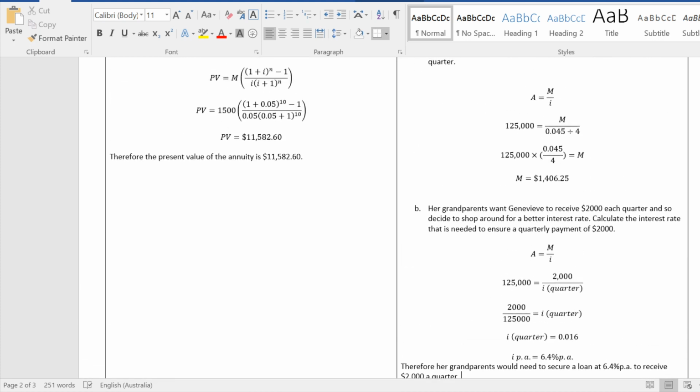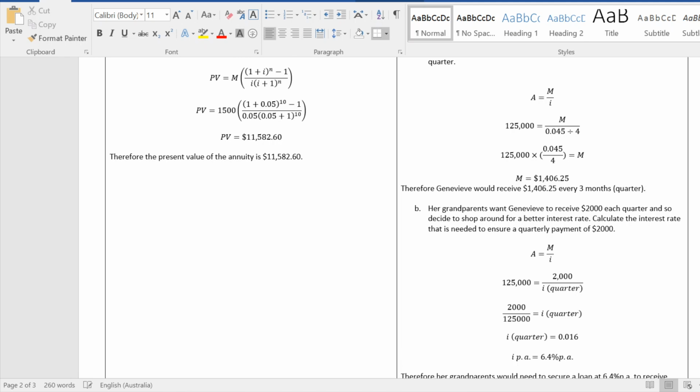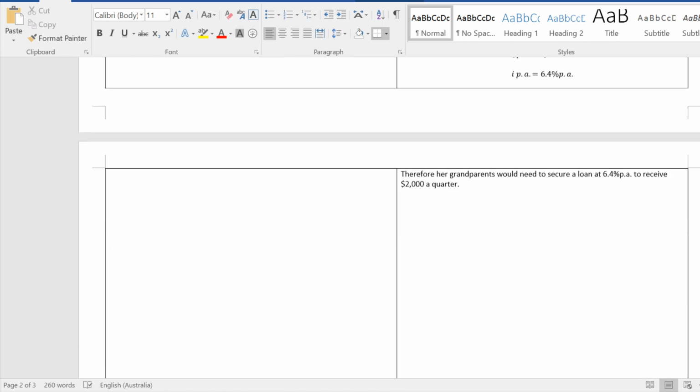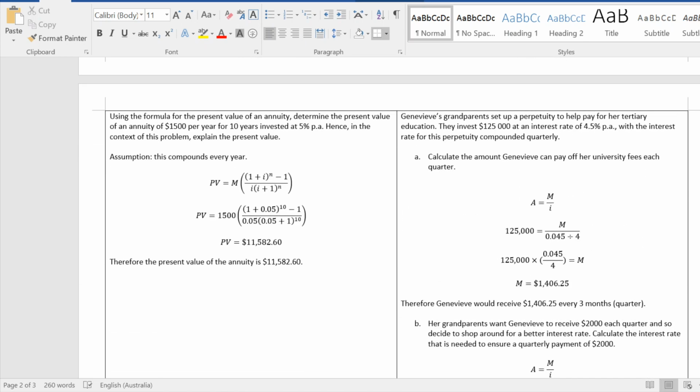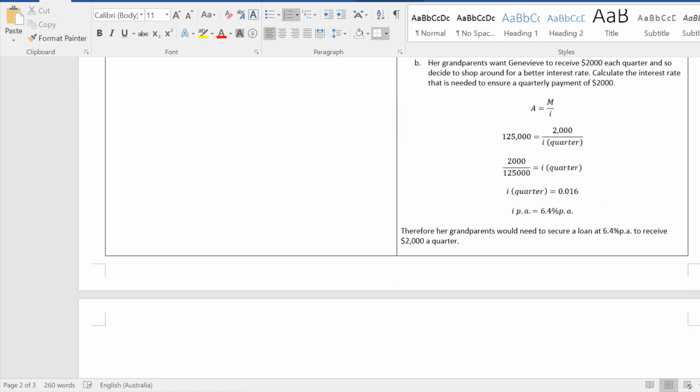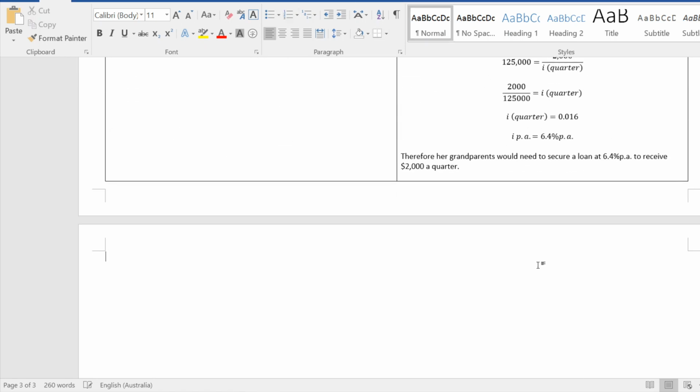All right, for this one, therefore, Genevieve would receive $1,406.25 every 3 months, or that's every quarter, as I said earlier. And there we go. We've got our 2 summary statements for that. I'll space them out a little bit so they all kind of fit on the 2 pages.